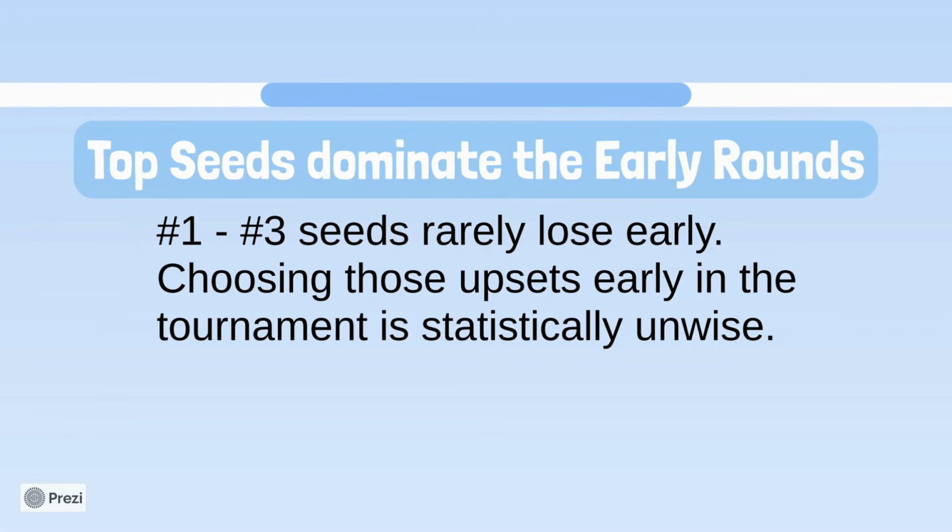Like we mentioned earlier, the top-ranked teams are ranked like that for a reason. They rarely lose early in the tournament. While this does happen on occasion, the math supports keeping your 1, 2, and 3 ranked teams in each region at least for the first 2 rounds.